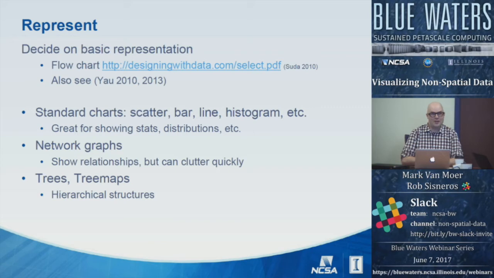Network graphs. These are great if you have an explicit relationship within the data itself. So social network relationships, or I've even seen this used for programming code libraries, how different libraries within a large coding project relate to each other. But be careful with these, I believe, because they clutter very quickly. They can get kind of difficult to navigate through. And then if you have data that happens to be in a hierarchical format, and it makes sense to look at hierarchically, then trees and tree maps are some options for that.